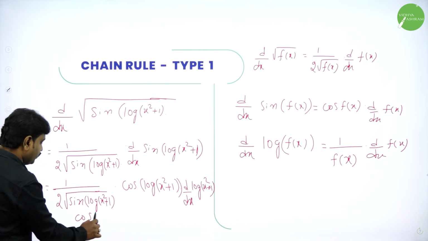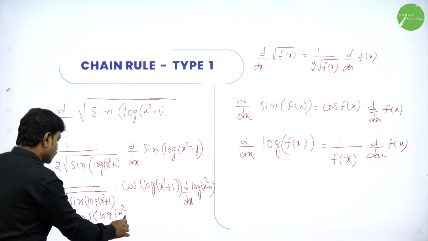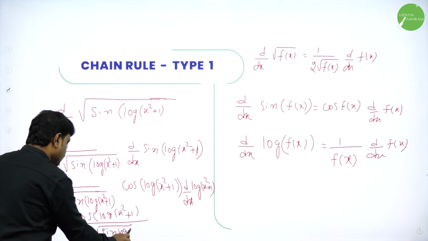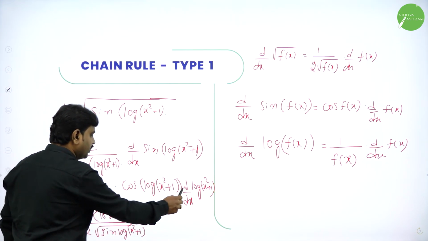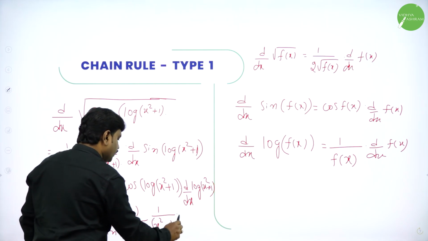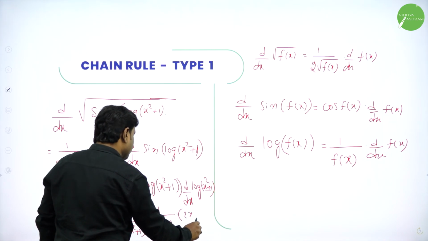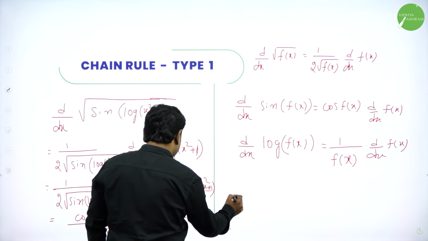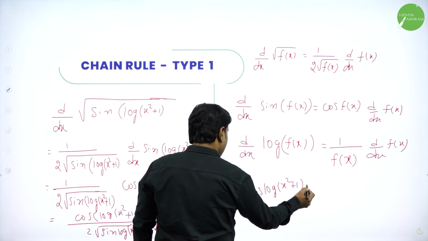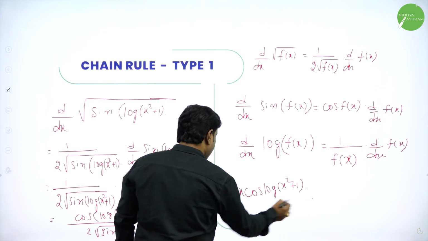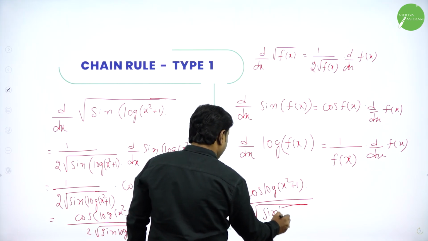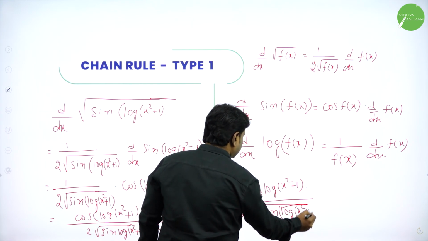I will write cos of log of x square plus 1 divided by 2 root of sin of log of x square plus 1, into the derivative of log, which is 1 by x square plus 1, into the derivative of the internal function. D by dx of x square is 2x, plus 1 is 0. So finally your answer is cos of log of x square plus 1 into 2x divided by 2 root sin of log of x square plus 1, where 2 cancels. So such a big problem they will not ask.